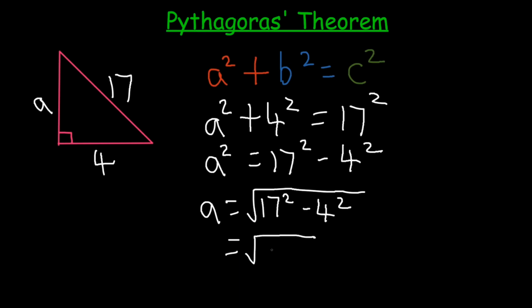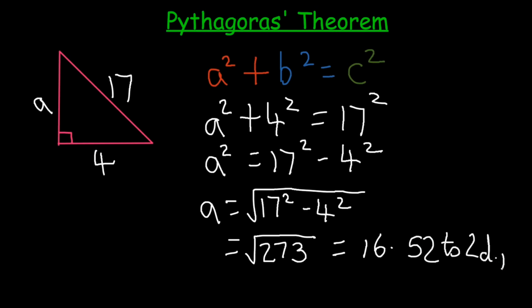which is equal to the square root of 273. That's the precise answer, which is also 16.52 to 2 decimal places. So you've now mastered Pythagoras' theorem.